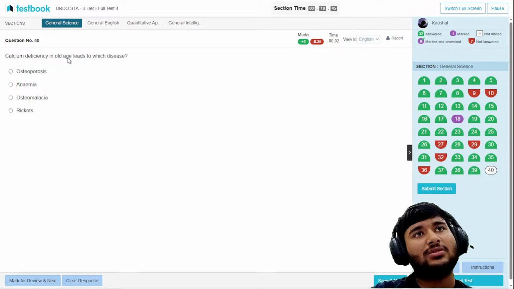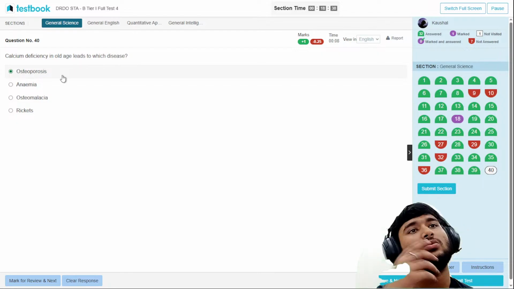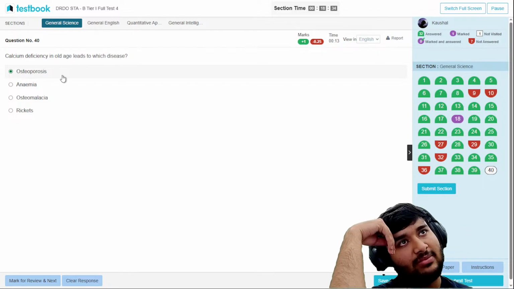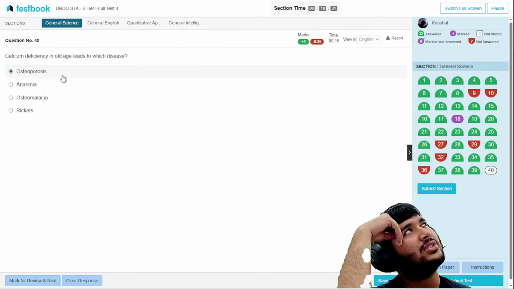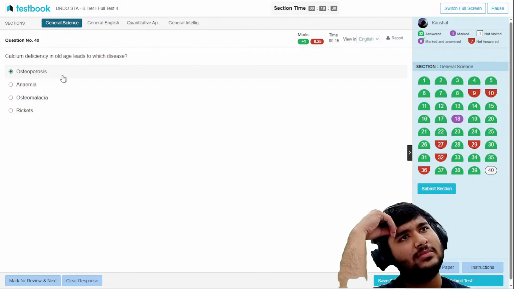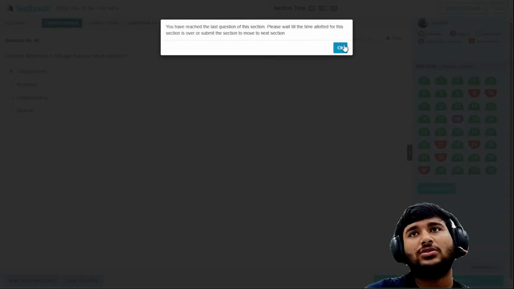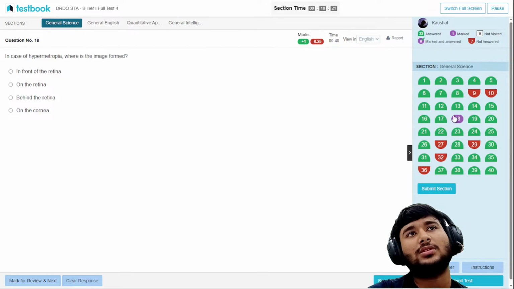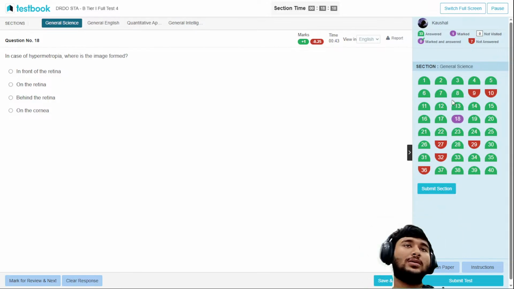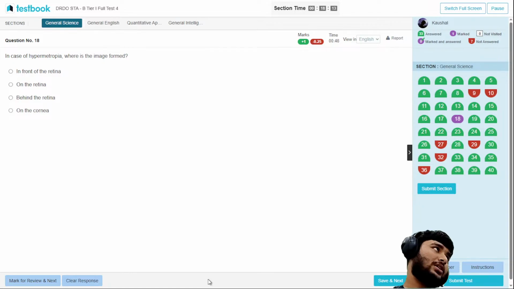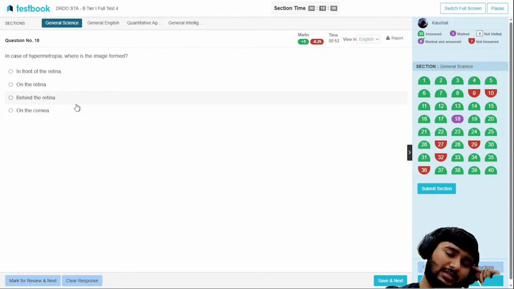Calcium deficiency in old age leads to which disease? Osteomalacia. Osteoporosis भी हो सकता है. Osteomalacia और osteoporosis में क्या डिफरेंस है? Calcium deficiency. Osteoporosis होता है ना. Basically anemia, rickets मुश्किल है. मतलब हाइपर... ब्लर होती है पास की चीज तो रेटिना पे नहीं बनेगी. ऑन रेटिना तो नहीं होगा. ऑन कॉर्निया तो बिहाइंड रेटिना.